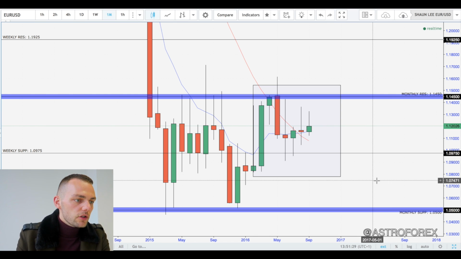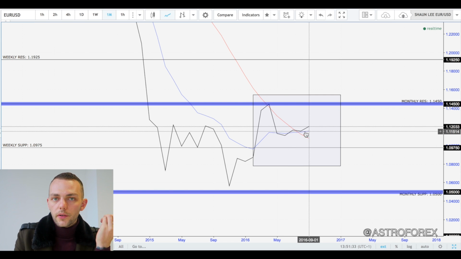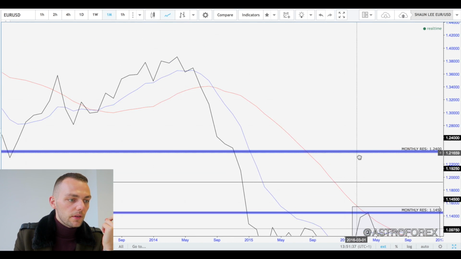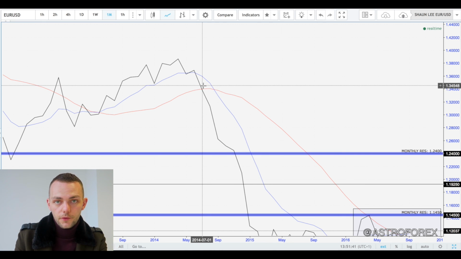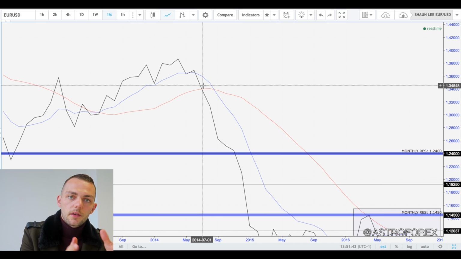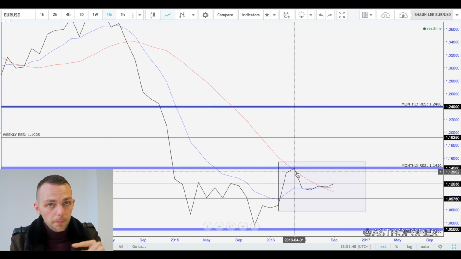However, technically, if I remove the candles, we have our moving averages. The blue moving average is crossing the red moving average, and it's the first time it's actually done this since August 2014. So we crossed to the downside, we were trending to the downside for quite some time, and it's our first time now we've actually crossed back over.